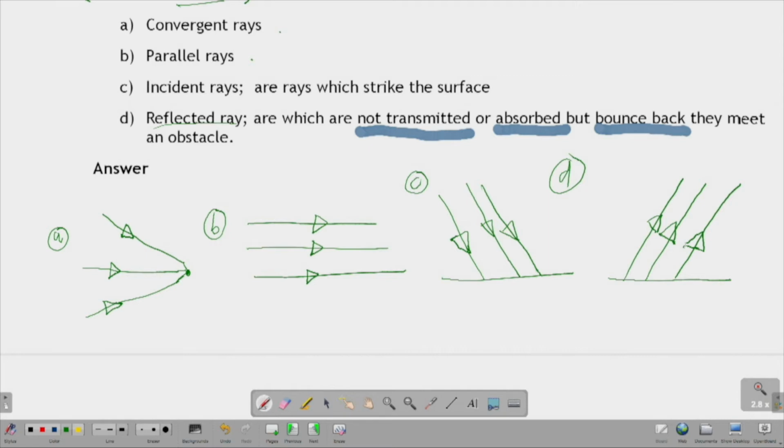So a quick summary: these are convergent rays. They are coming together. These are parallel rays that do not cross each other. These are incident rays that strike the surface, and these are reflected rays that bounce back when they meet the surface.